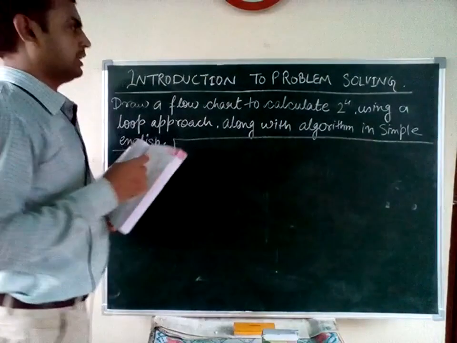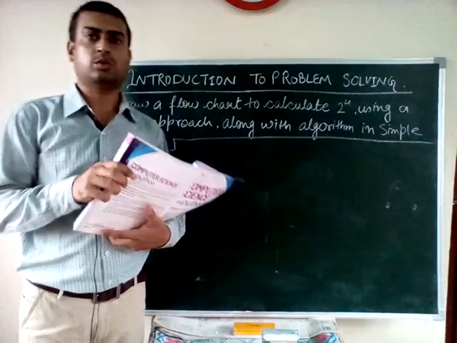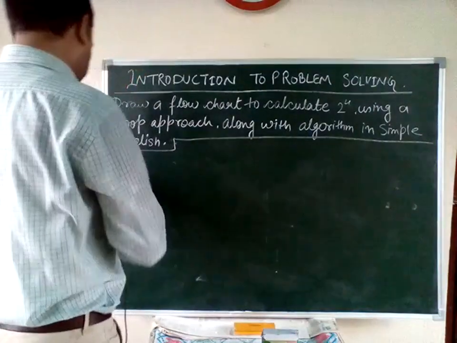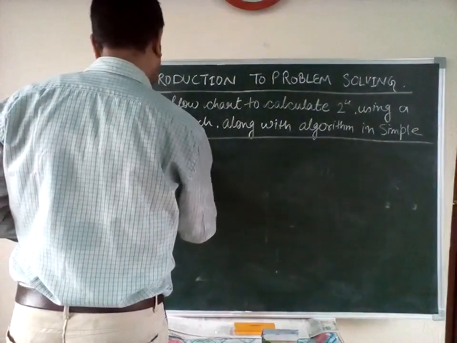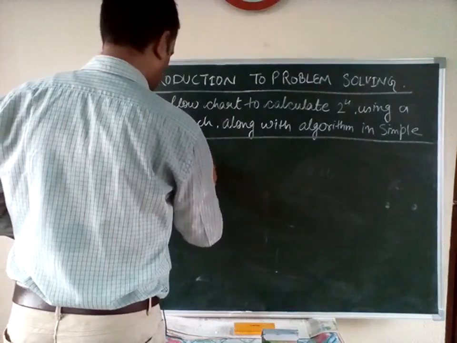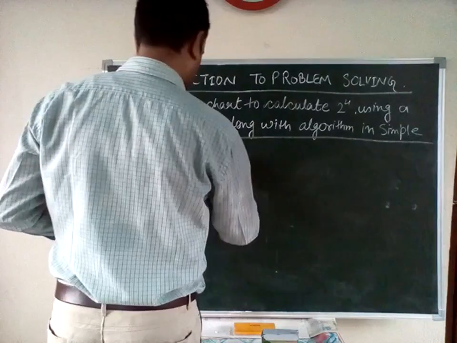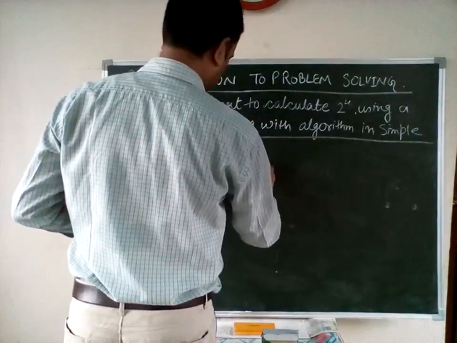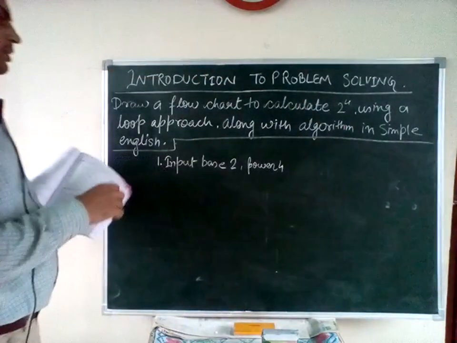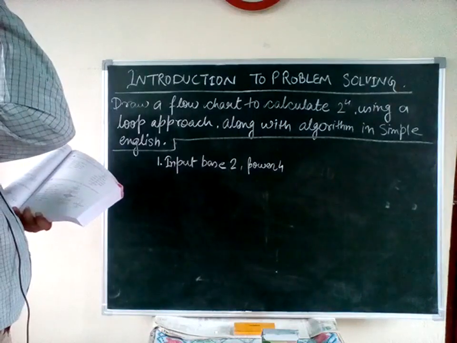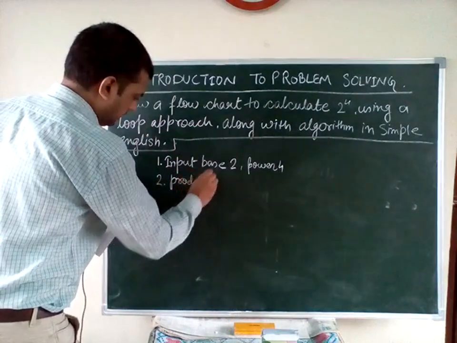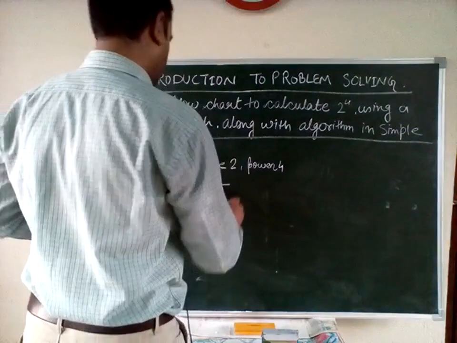Now in this also we have to think about how we are going to write the code, and that we will write only in simple English. Now the first step is input base 2 and power 4. Basically we have to input both, so input base 2 and power 4. Then product is a variable, and in this I have to save the base.